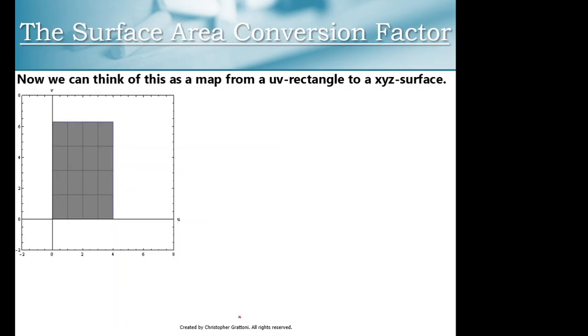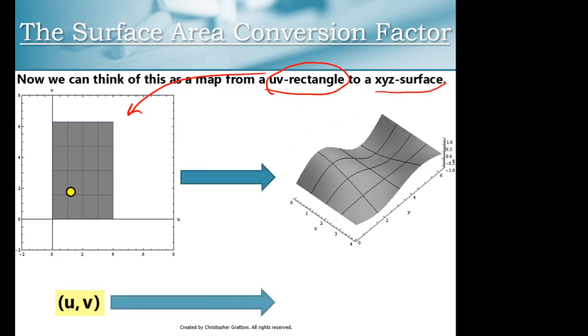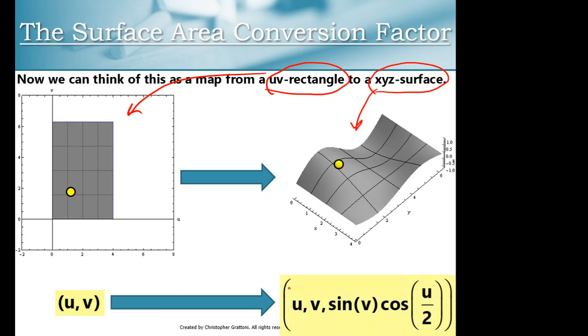And now let's kind of see why we would need a surface area conversion factor to do these problems. At its core, it's basically the same as why we needed an area conversion factor in previous chapters. Our mapping is not area preserving, or in this case, surface area preserving. In UV space, we have a rectangle. And in XYZ space, we have this wavy piece of surface right here. And what you guys can see is a point UV in our two-dimensional space maps over to a point on our surface, u, v, sine v cosine u over 2.